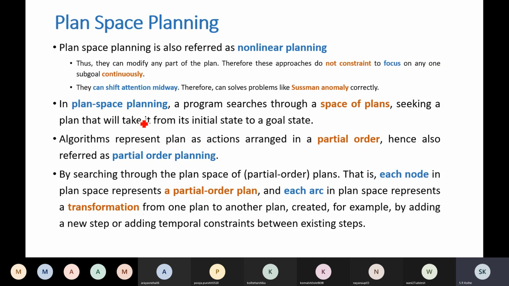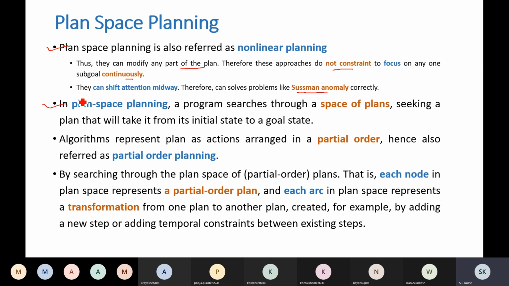In plan space planning, we call that non-linear planning. The reason is we can modify any part of the plan, therefore it is not linear. These approaches do not constrain us to focus on any one sub-goal continuously. So you may change your focus in between if required. You can shift attention midway. Therefore, they can solve problems like the Sussman anomaly, because the Sussman anomaly results from those totally ordered steps. If you remove that constraint, then you can resolve that particular problem.